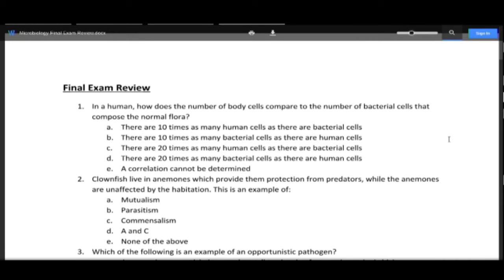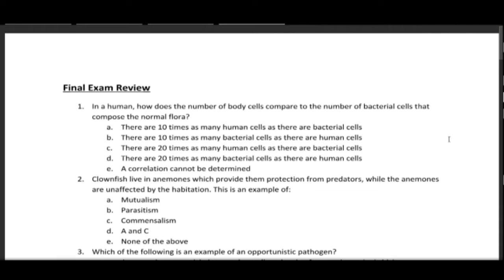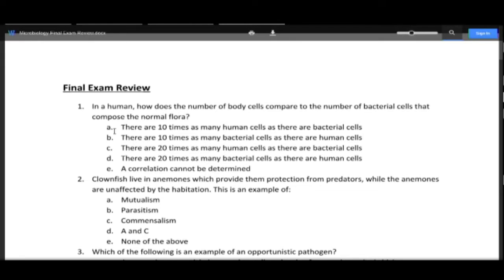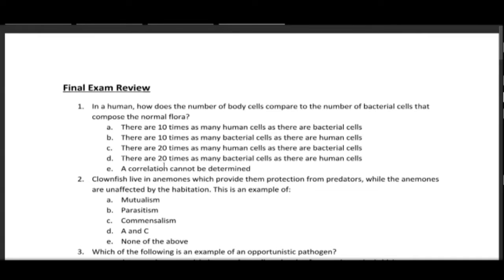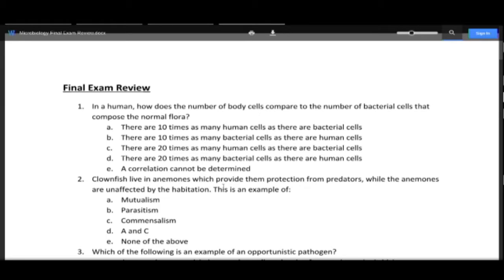Number 1 says, in a human, how does the number of body cells compare to the number of bacterial cells that compose the normal flora? Okay, so now we're comparing the cells in our body to the bacterial cells that are usually in our body. So we look at our choices. A, there are 10 times as many human cells as there are bacterial cells. B is just the opposite. There are 10 times as many bacterial cells as there are human cells. And then C and D are roughly the same, but now instead of 10 times, we're looking at 20 times the difference. And then E is there is no correlation that can be determined.